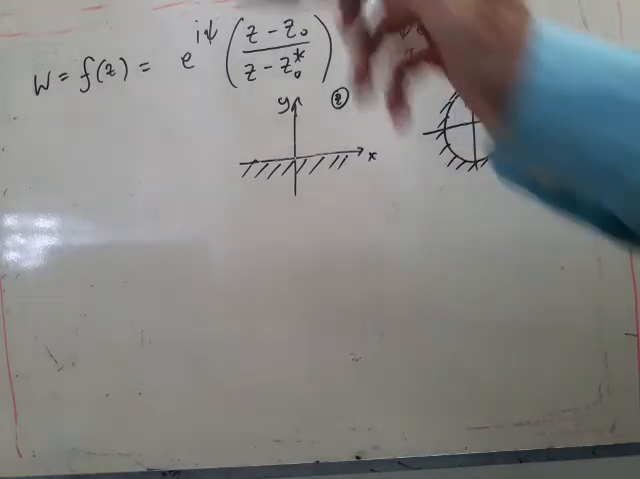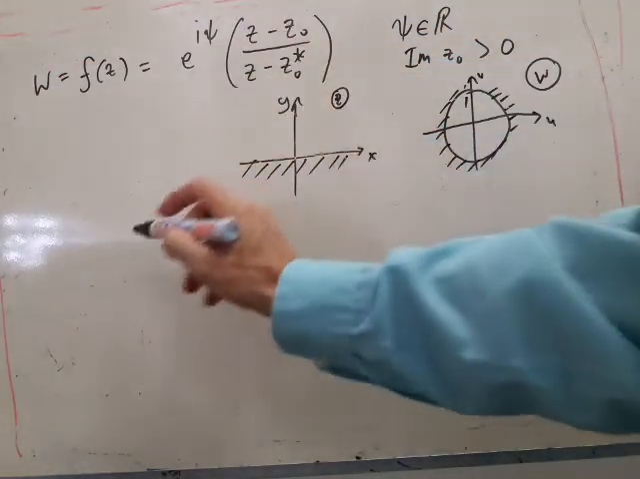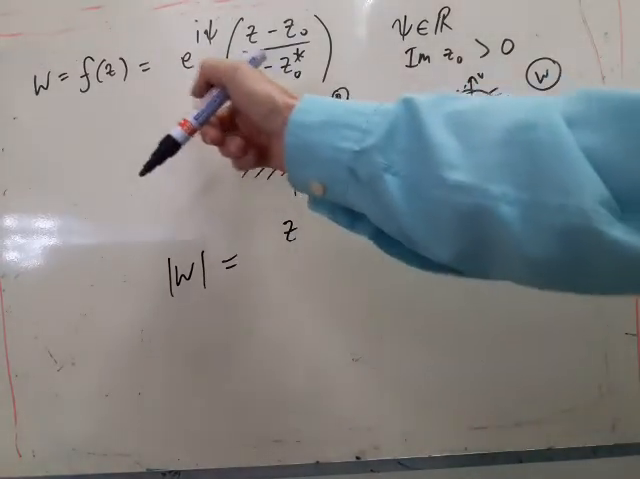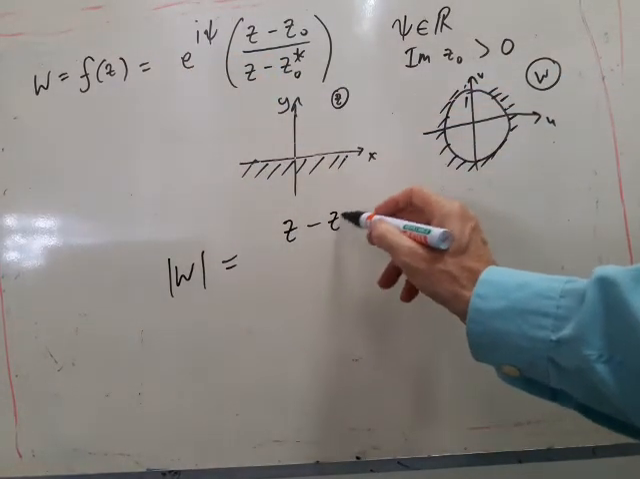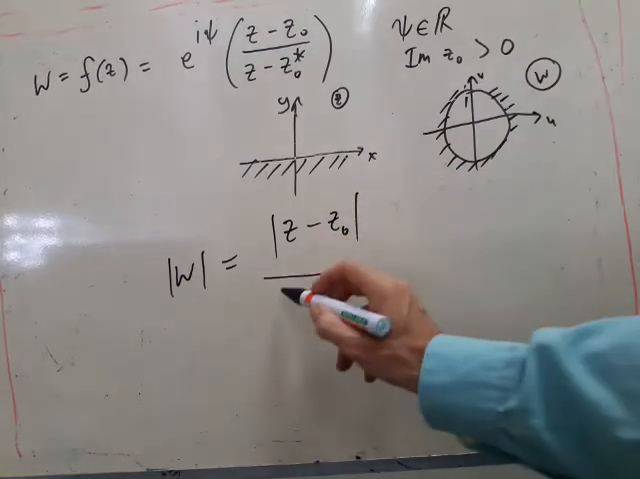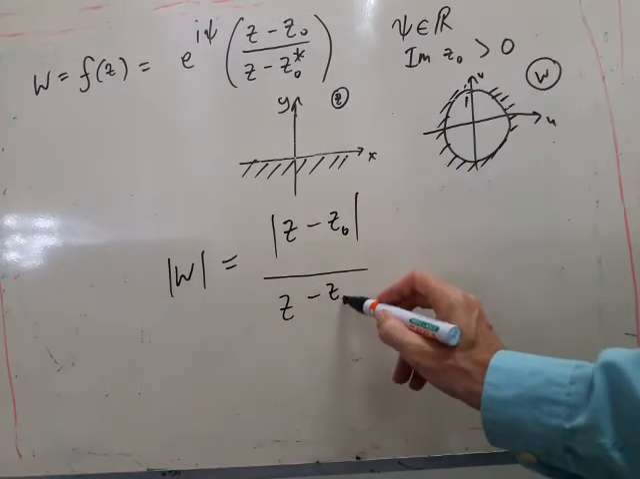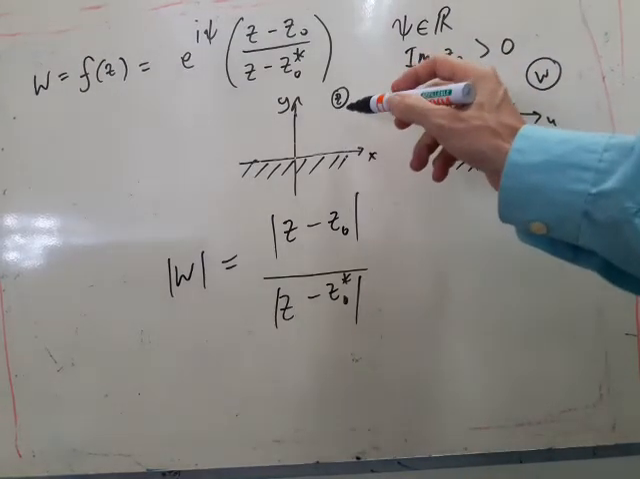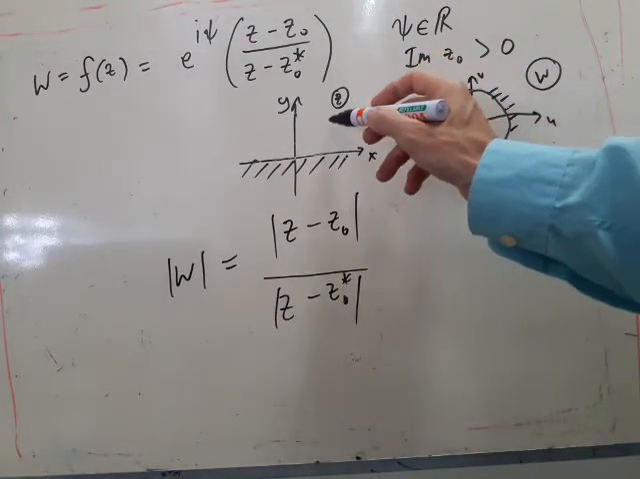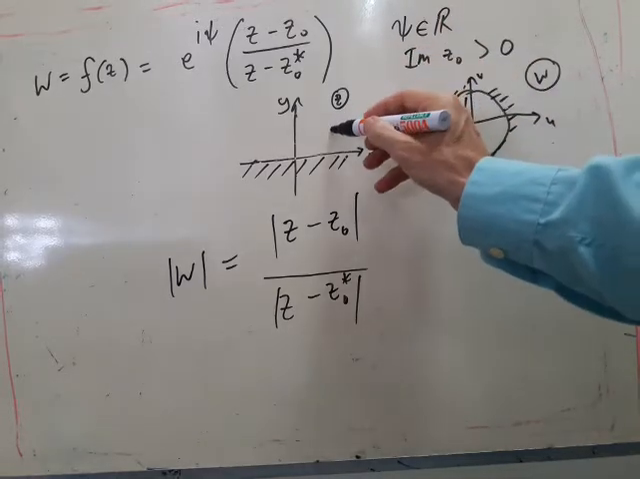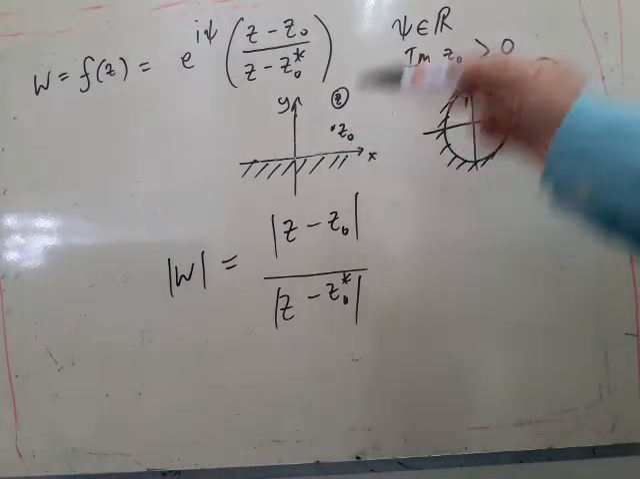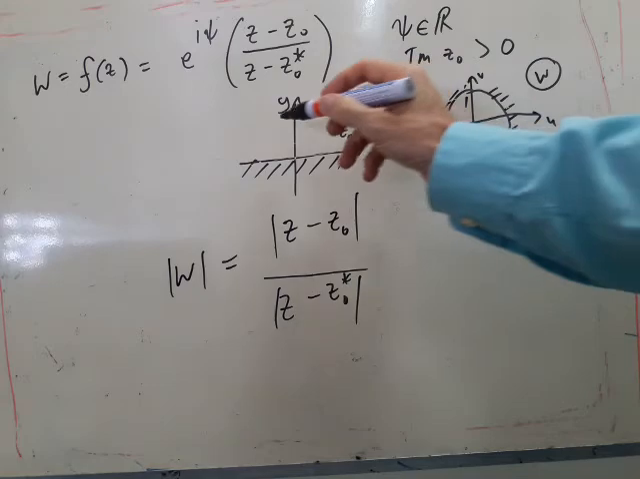It's quite easy to see why this is true. If we take the modulus of both sides, we get the modulus of this is just 1, so we can remove that. So suppose Z is here. So we've got the Z0 we've said is some point above the real axis.